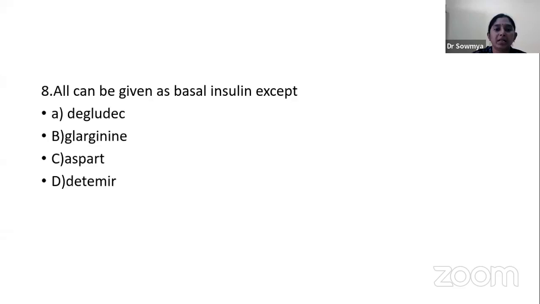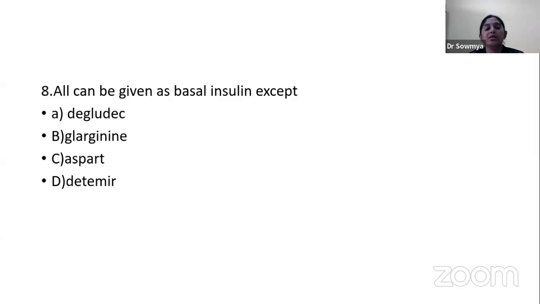All can be given as a basal insulin, except. Most of them are saying C, but some are saying B also. B, C, most of them are C. What's the answer, Sowmya, for this? Aspart, it is a rapid-acting one. Answer is C. Yeah, answer is C. Should not use it as a basal insulin.